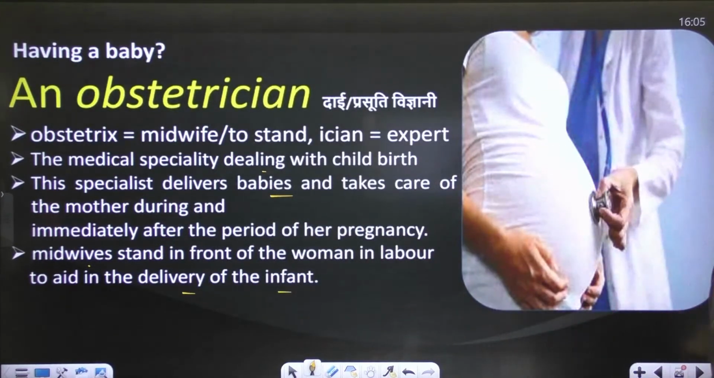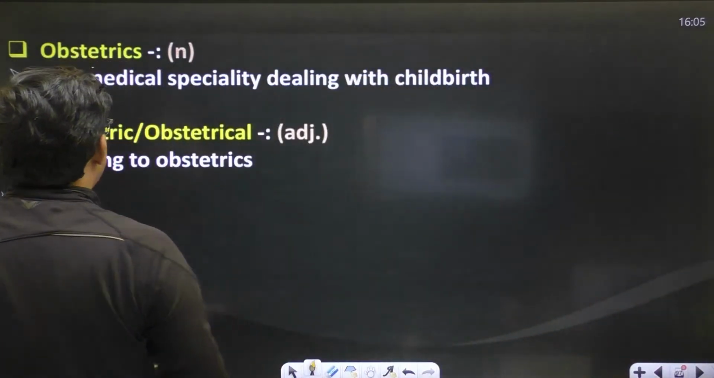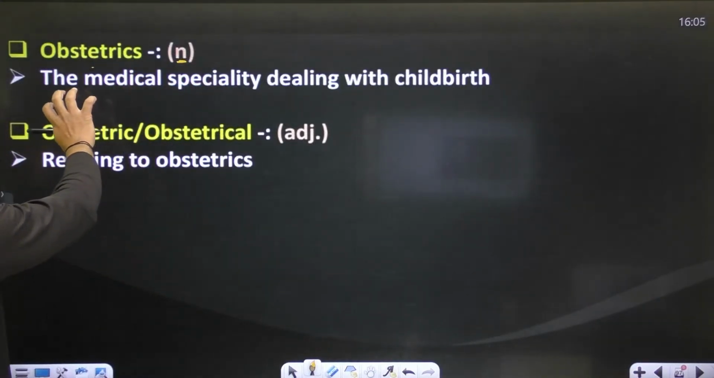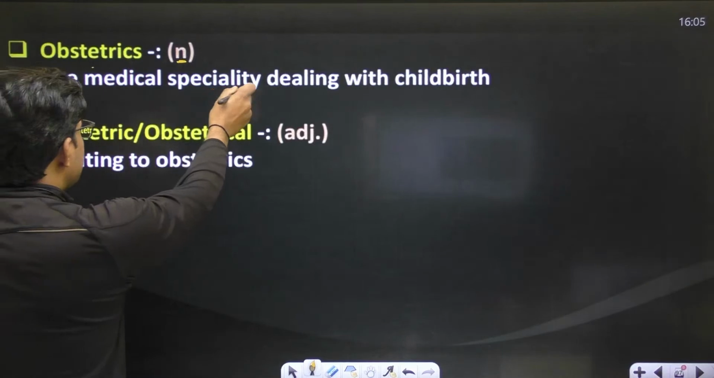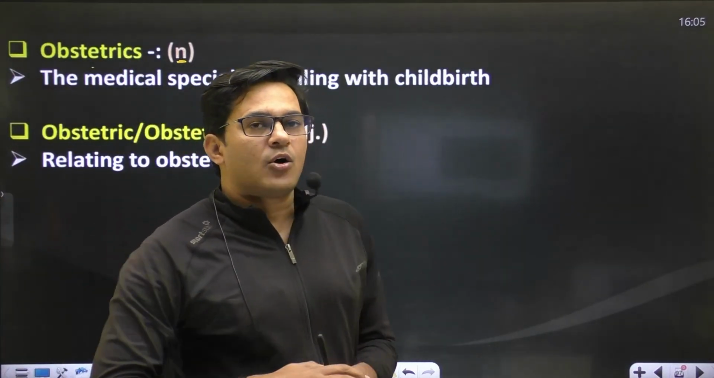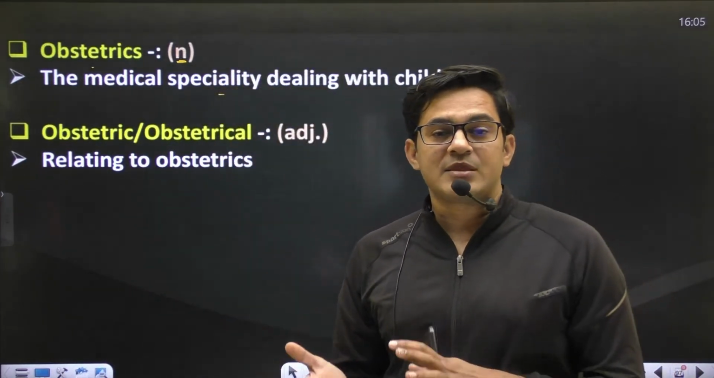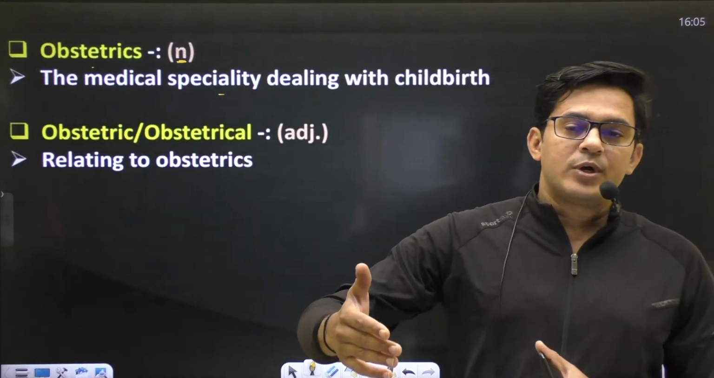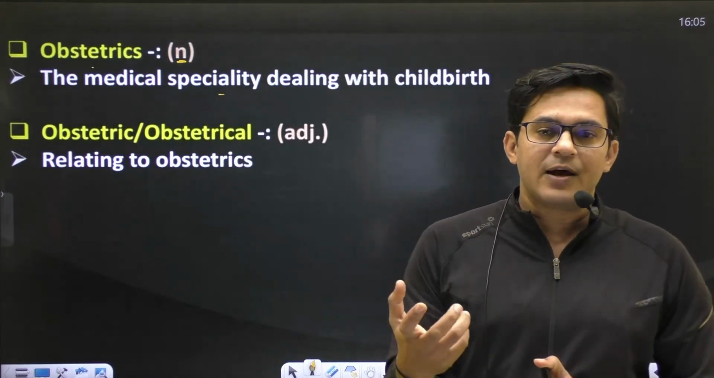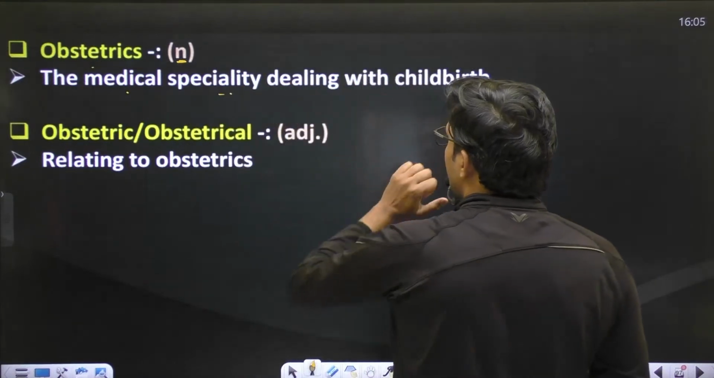There are many other words from this same root, and the word is obstetrics. This word is a noun, and it means the medical specialty dealing with childbirth. All the techniques, all the medical specialty, or all the methods which an obstetrician has, are called obstetrics, the medical specialty dealing with childbirth.